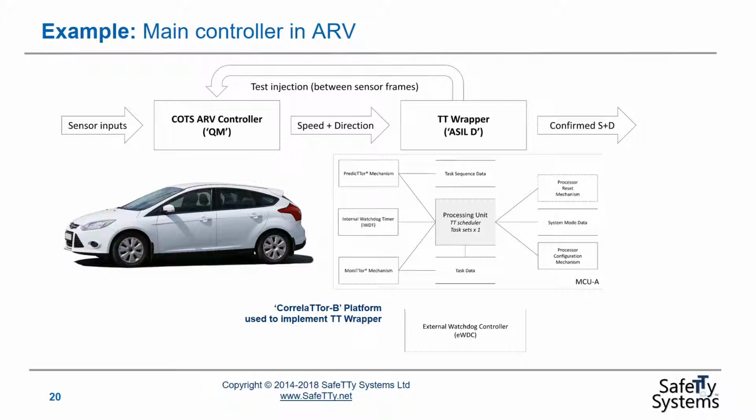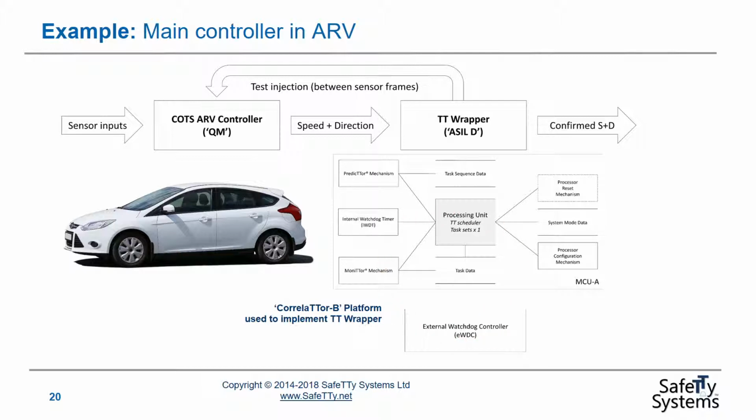In this case, rather than simply performing sanity checks on the controller outputs, we're assuming that the TT wrapper is responsible for performing tests on the operation of the QM controller during the system operation. So typically we might expect that for every frame of data sent from the QM controller, between each frame the TT wrapper will perform a test on the system using the software architecture that we dealt with previously.